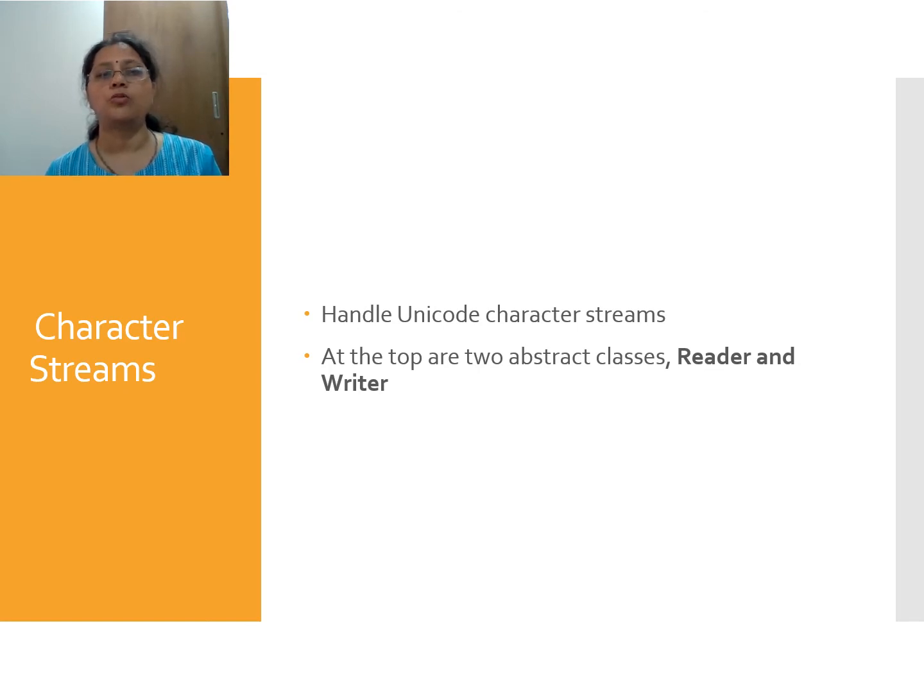At the top there are two abstract classes. First one is the Reader and second one is the Writer class. So we will discuss these two classes from character stream.